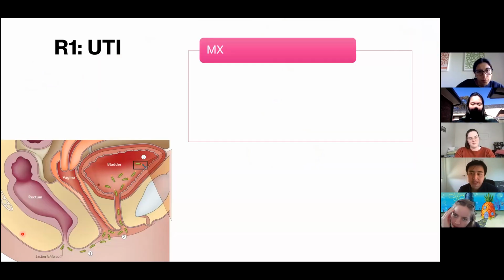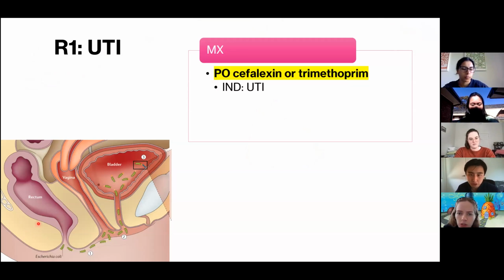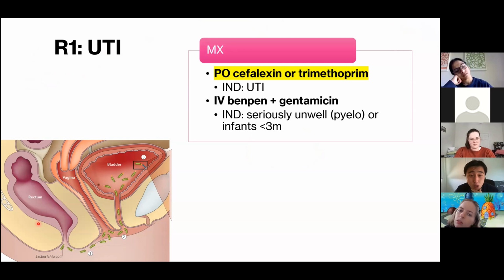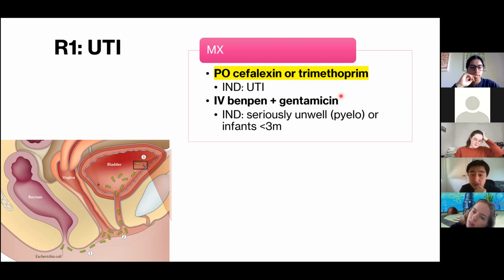All right, onto the management. So the management of UTI is antibiotics. For your routine UTI, you can manage it with oral cefalexin or trimethoprim. However, if the UTI is more severe, so if they have pyelonephritis, or if the child is very young, then you want to admit them for IV antibiotics. And the antibiotics you give are your benzopenicillin for gram-positives and your gentamicin for gram-negatives. So routine UTI, you can give cefalexin or trimethoprim orally. If it's more severe, admit them and give them IV, benpen and gentamicin.